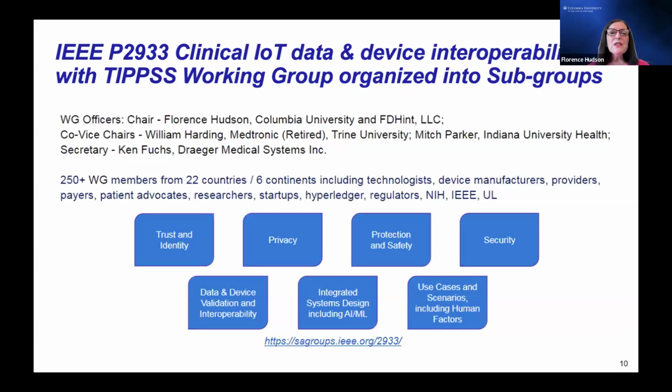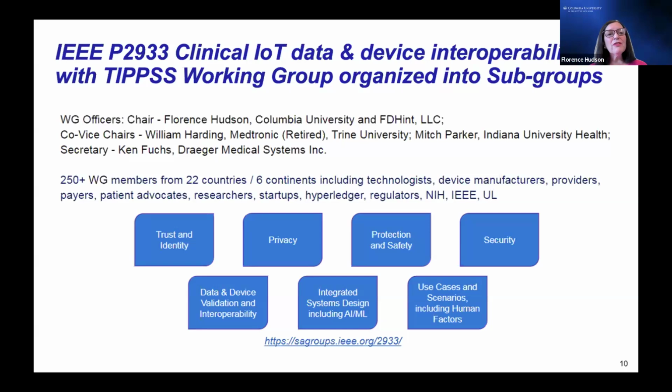So it's interesting because when you talk about this need for TIPPSS for clinical IoT devices, people who know look at you with laser beam eyes and say, I'm glad somebody's doing this, I'm in. So I'm the chair at Columbia University. I have my executive director role, so that's my main institution. I also have a consulting business, FD Hint, which is Lawrence D. Hudson International. Our co-vice chairs are from Medtronic, William Harding, so a device manufacturer in this space, and then Mitch Parker at Indiana University Health, who's the Chief Information Security Officer. So the manufacturers and the deployers, both ends of the spectrum.